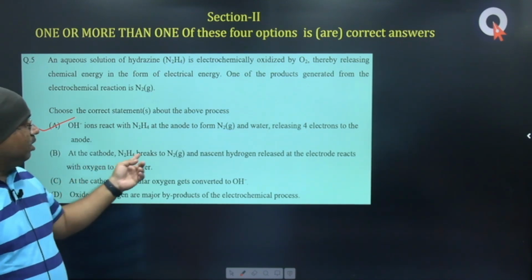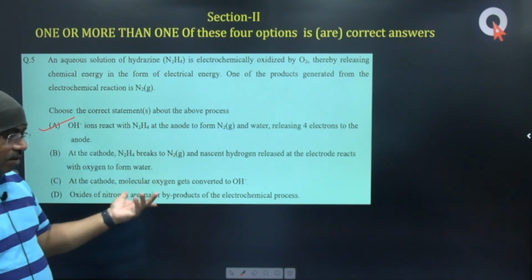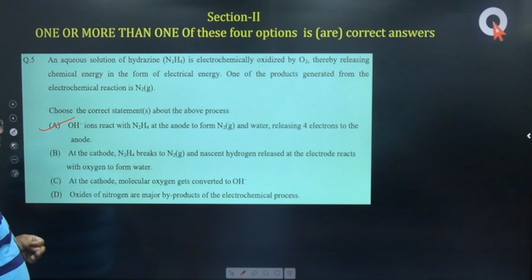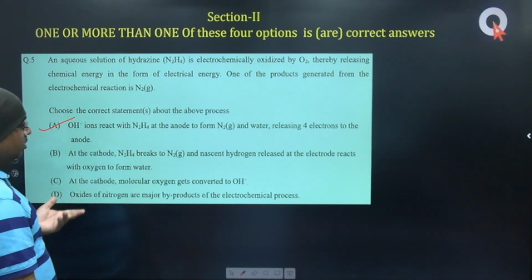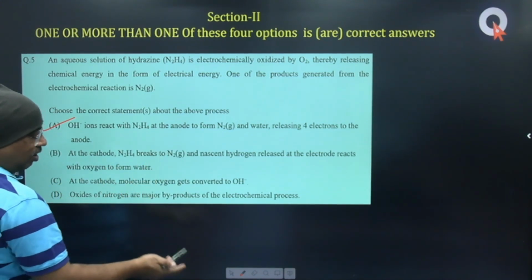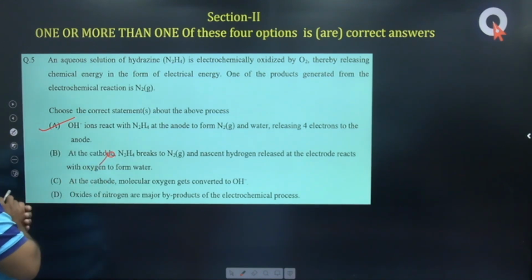At the cathode, it will break into N2. So it cannot break that. Decomposition, maybe reduction happens, but this process is not even reduction, this is oxidation. So this cannot be our option.